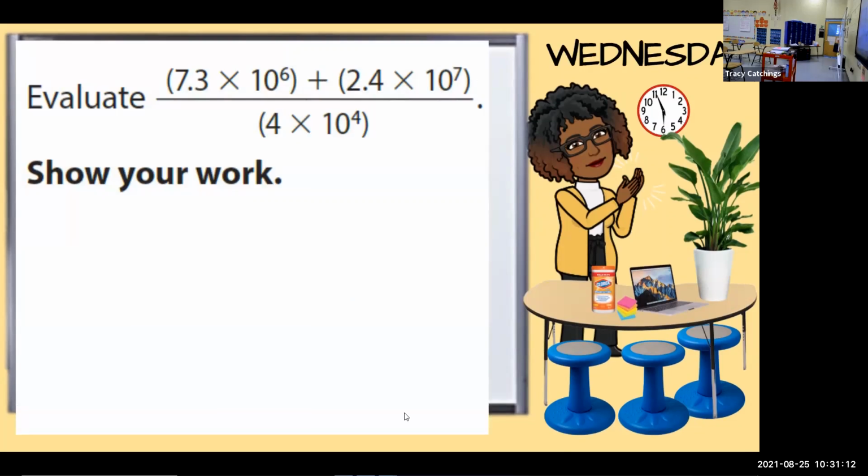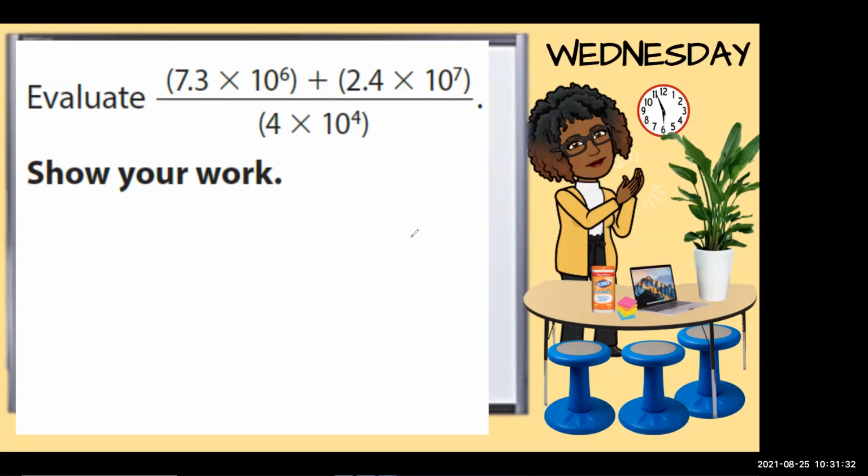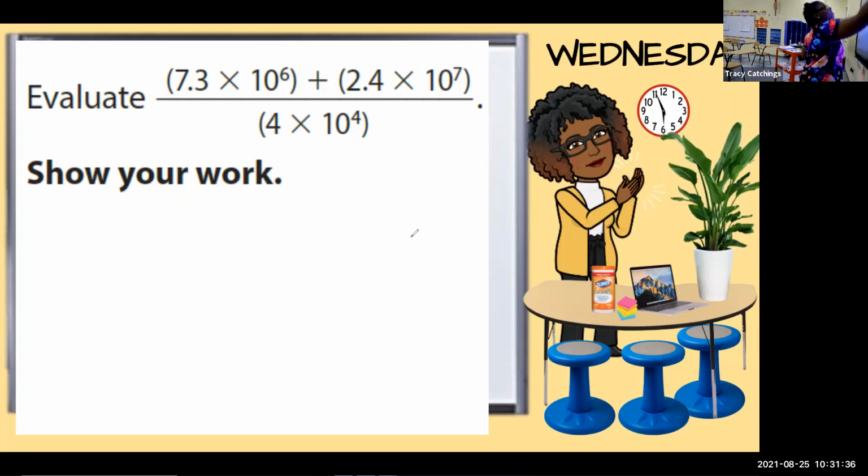Alrighty. Let's try this one. Notice this one deals with double operations, or 2 steps. So looking at it, what would you say we would have to attempt to solve first? The numbers in parentheses, the 7.3 and 2.4. Good job. So that we have to look at first.